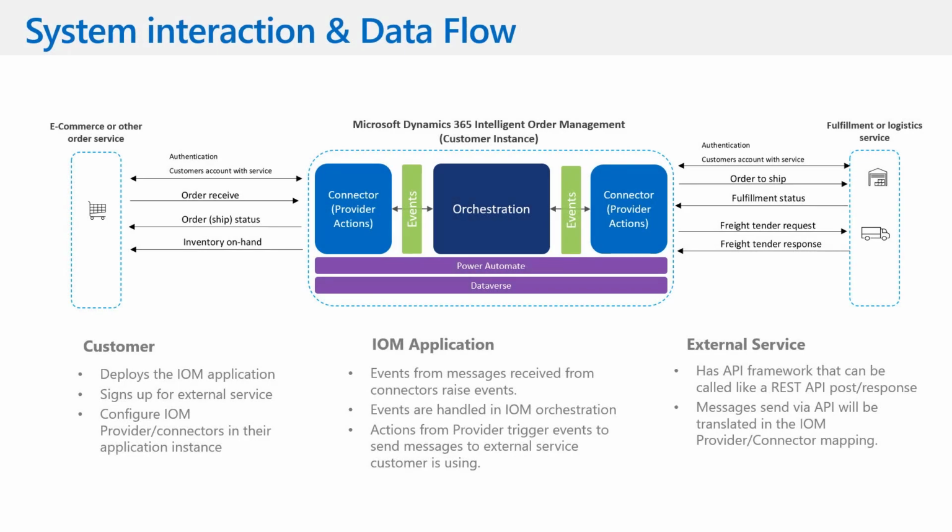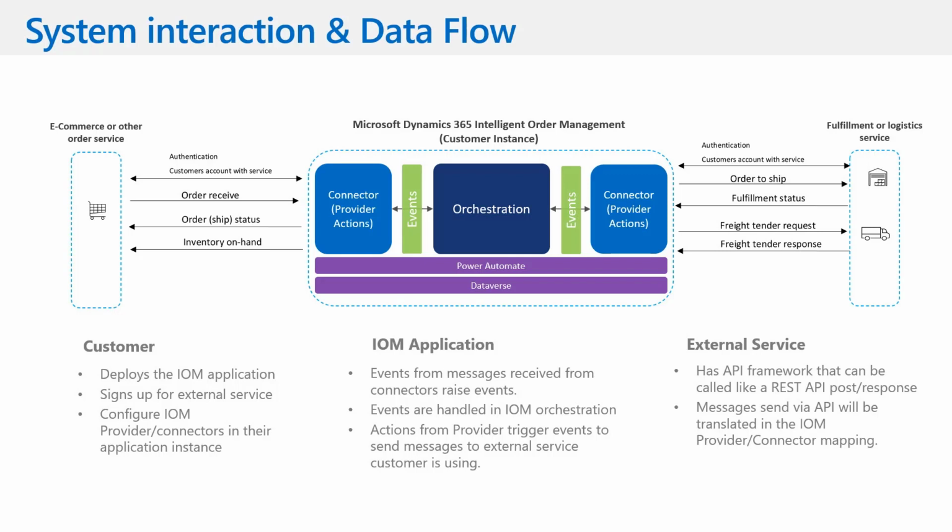Let's have a look at these concepts in an overall system interaction data flow. So if we have an external e-commerce or order source that can send us an order based on that provider actions, it can trigger an event which can be used in the orchestration. The orchestration can trigger another event which would trigger an action, for example, to send this order to a fulfillment warehouse logistics provider to ship that order.